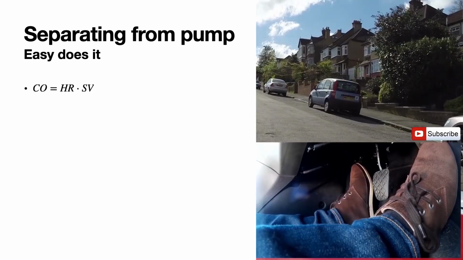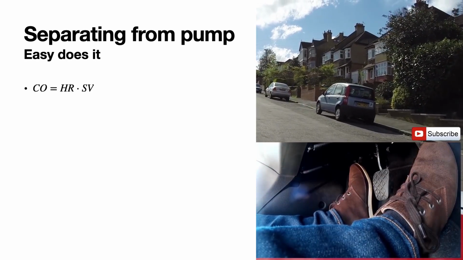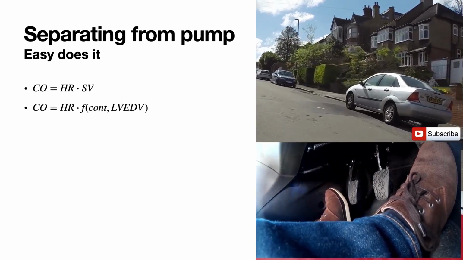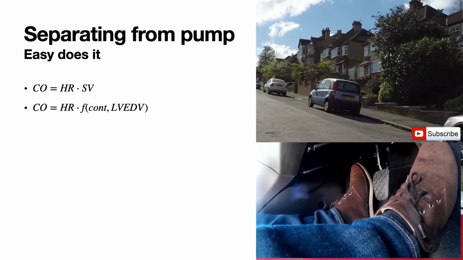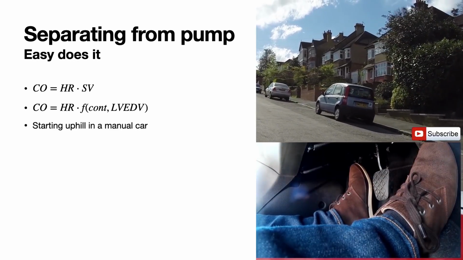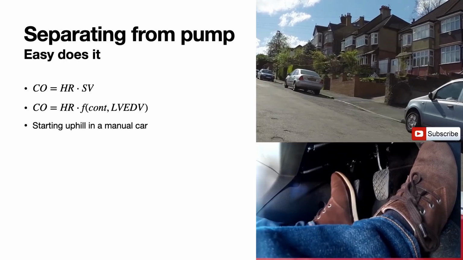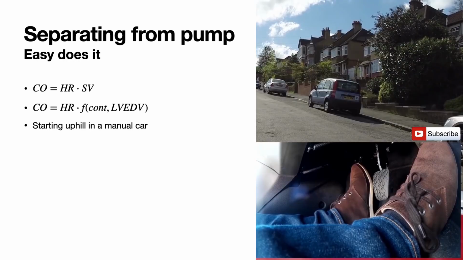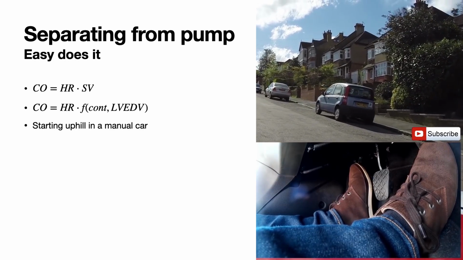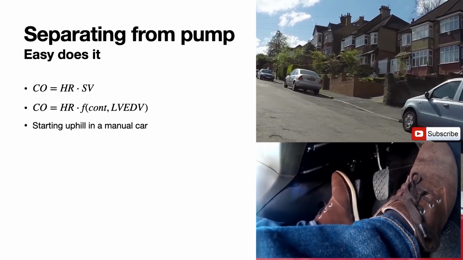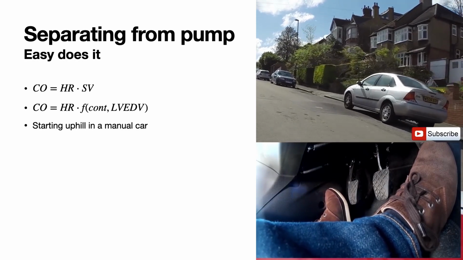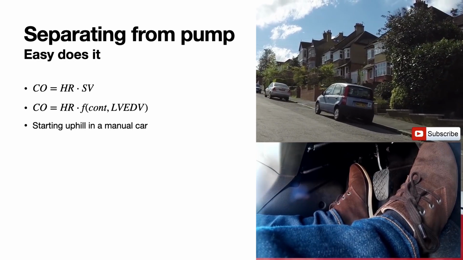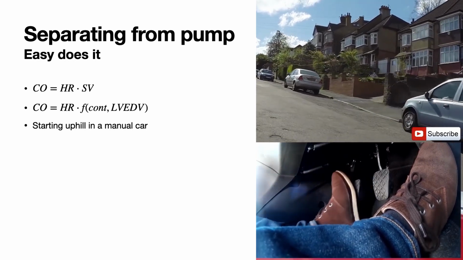Recall that cardiac output is the product of heart rate and stroke volume. Stroke volume is primarily a function of contractility and left ventricular end-diastolic volume. I conceptualize the transition like starting to move forward in a manual transmission car while pointed uphill. We can see in the video that the driver's left foot gradually releases the clutch only after the right foot has started to increase the engine RPMs by applying throttle. As the clutch engages and transfers load to the engine, RPM drops and the car begins to move forward.